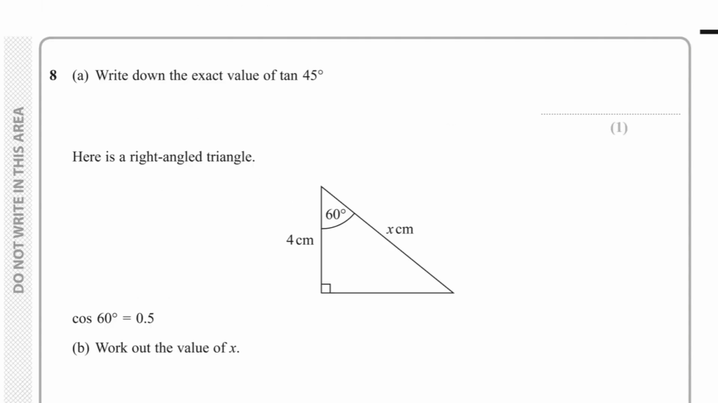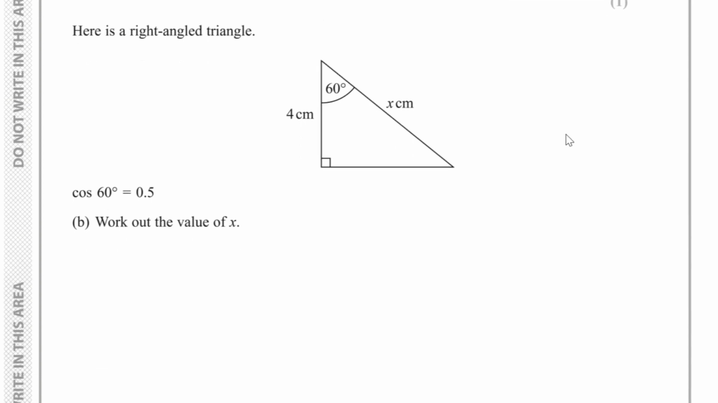Question number 8. For part A, we have to write down the exact value of tan of 45 degrees. That quite simply is 1. Next, here is a right angled triangle. We are given that cos of 60 is 0.5, and with this we have to work out the value of x. Well, cosine corresponds to the adjacent over the hypotenuse.